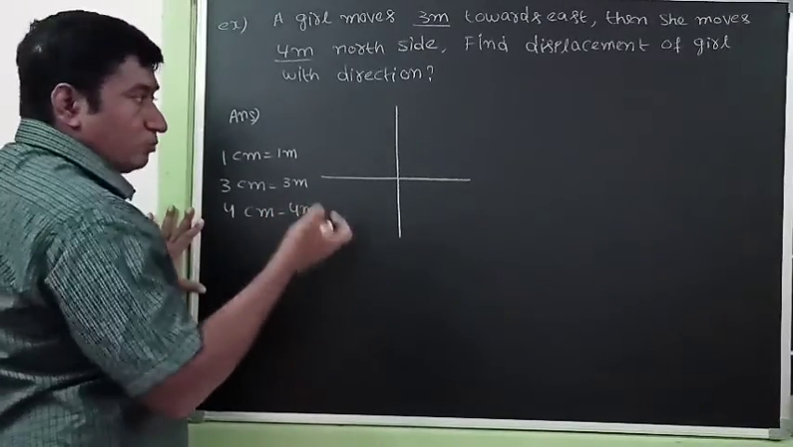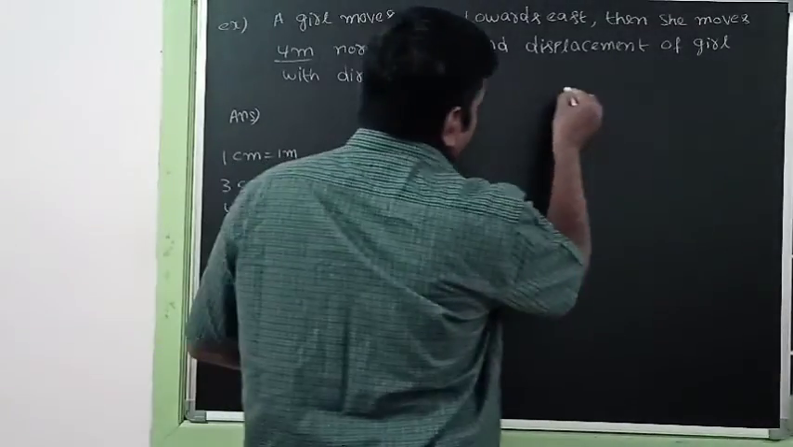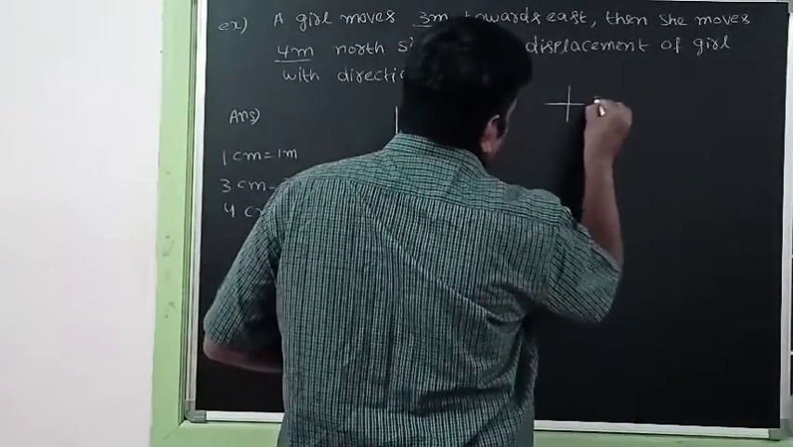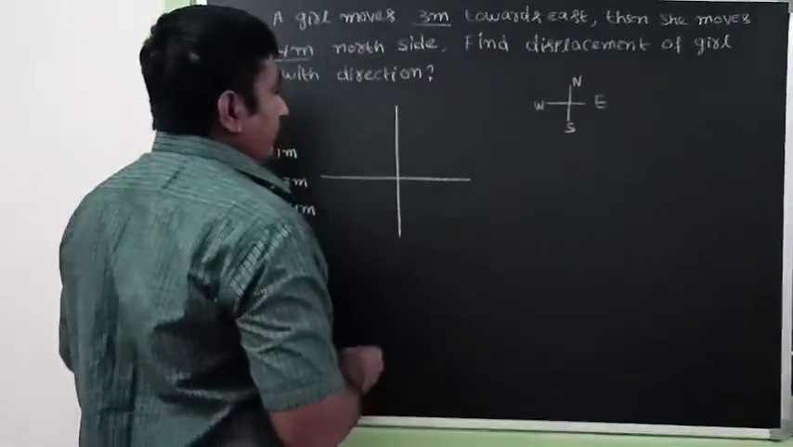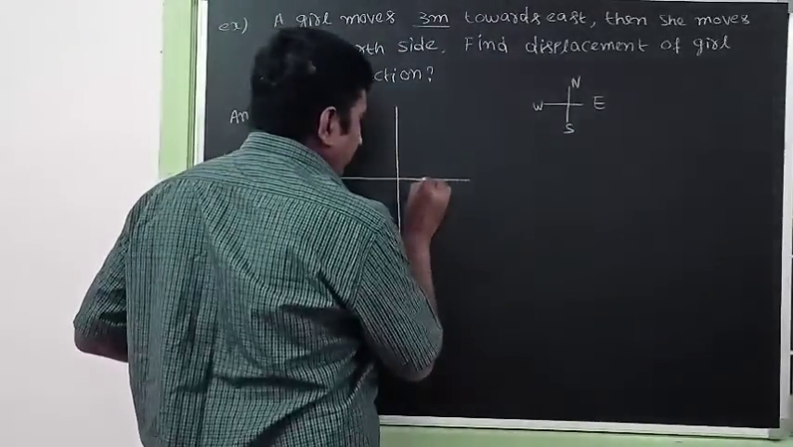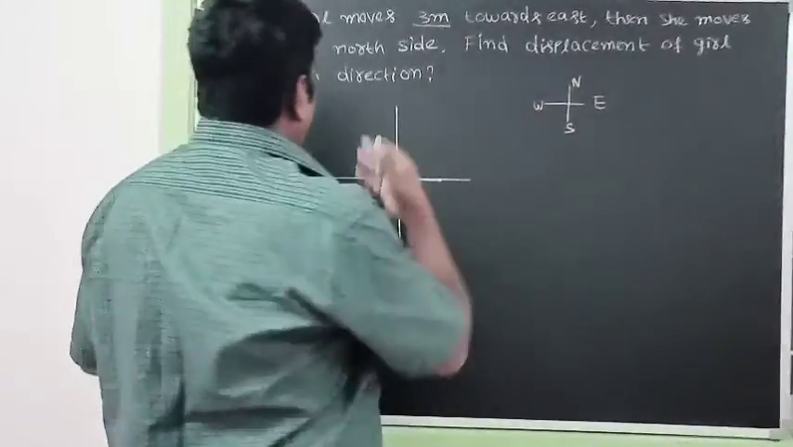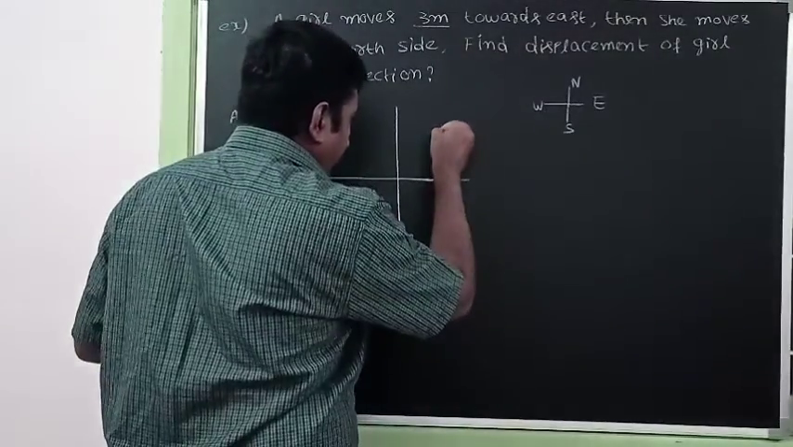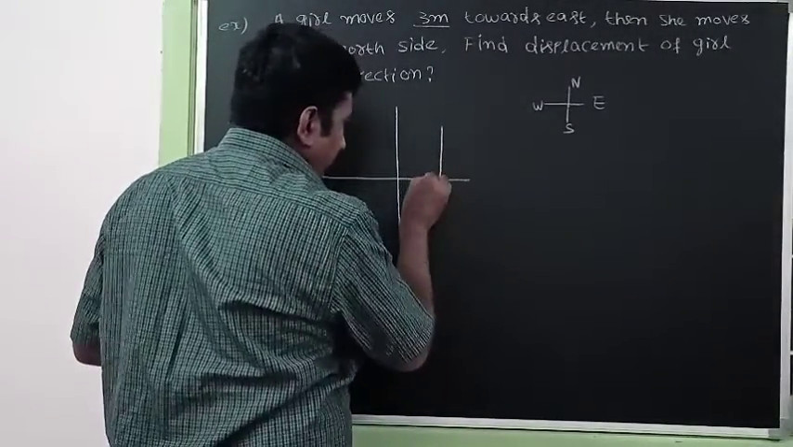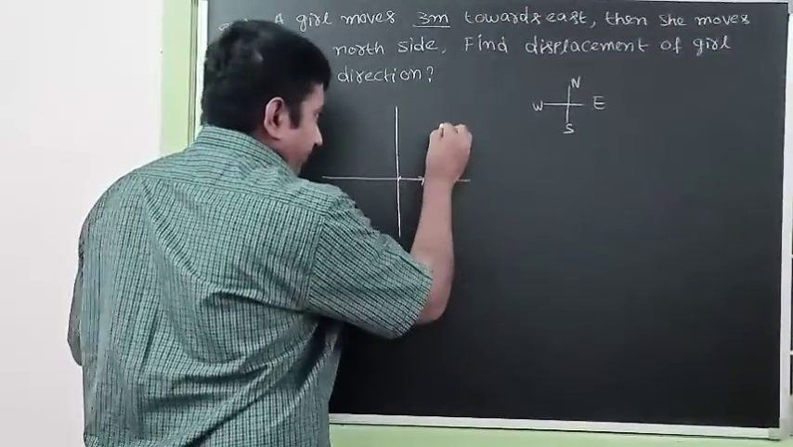So to take the small one, first I can take 3 meters towards east. So east, west, north, south. 3 meters have been given, so we can take up to here as 3 meters. Then it moves 4 meters towards the north side, 4 meters.